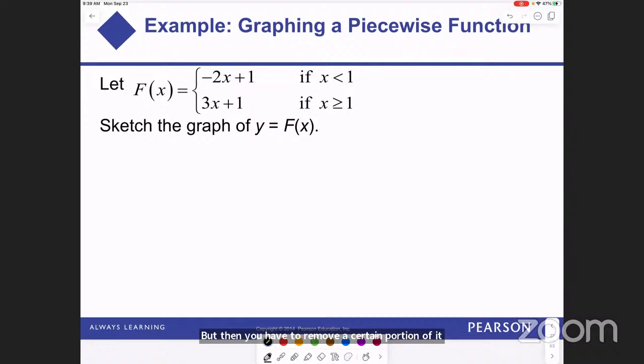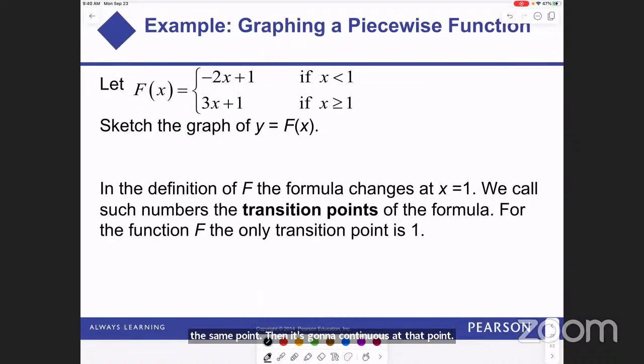The first line only applies when x is strictly less than 1, so it's to the left side of 1. So any portion of that graph that's to the right of 1, you would just erase it or get rid of it. All right. The second graph, y equals 3x plus 1, only applies when x is greater than or equal to 1. So anything left of 1 for that graph, you would get rid of. For instance, that second line has x greater than or equal to, so that's going to have a closed circle on the endpoint. The first line, because x is less than 1, is going to have an open circle. Unless these two meet at the same point, then it's continuous at that point. Right. So I just wanted to give a synopsis there.